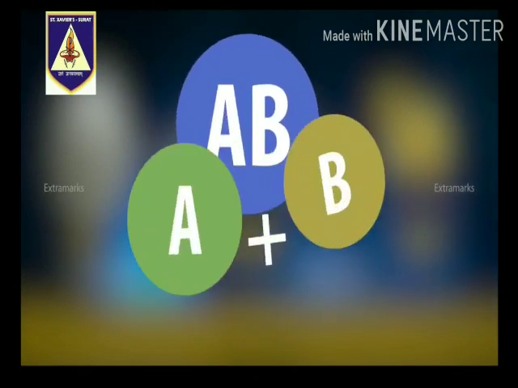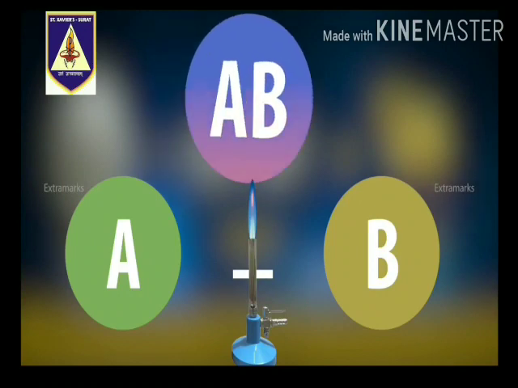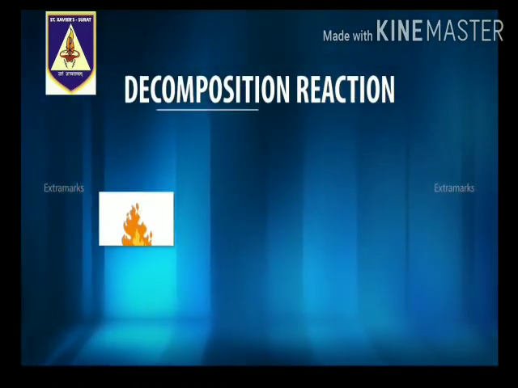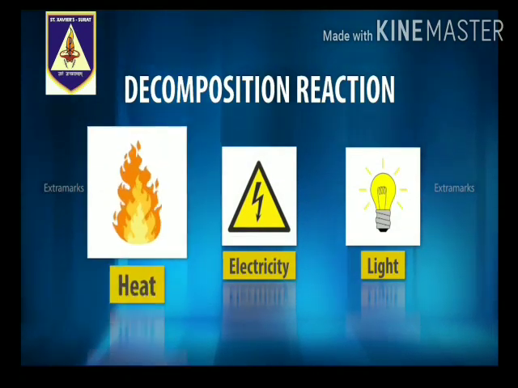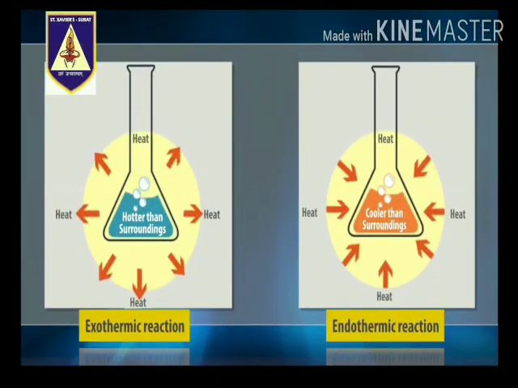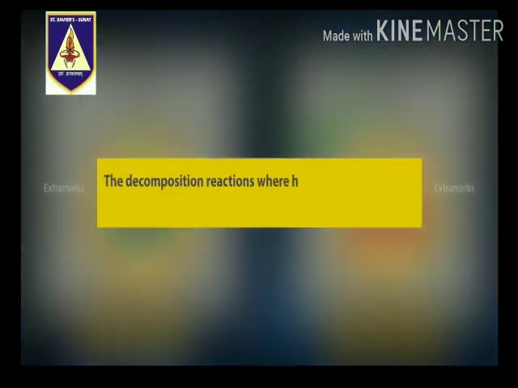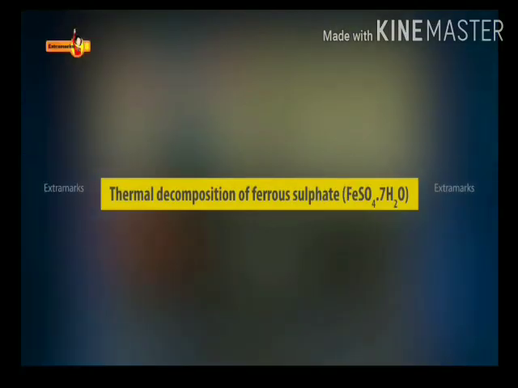Just think about it once. How can a compound which is stable decompose? Using a hammer or some sort of energy or what? Well, for a decomposition reaction to occur, heat, electricity or light energy is required. Since it requires energy, or we can say that energy is absorbed, these types of reactions are called endothermic reactions. The decomposition reactions where heat energy is required are called thermal decomposition reactions. Let us now take some examples.